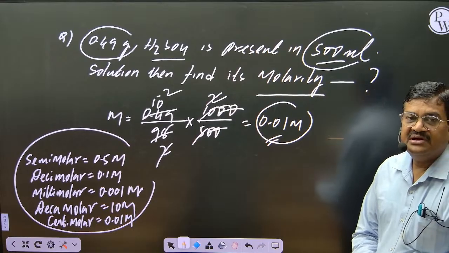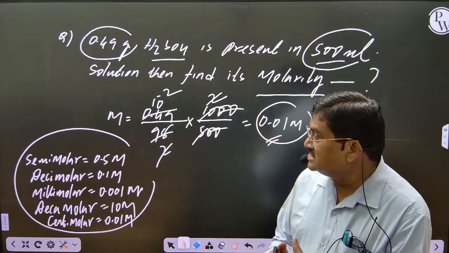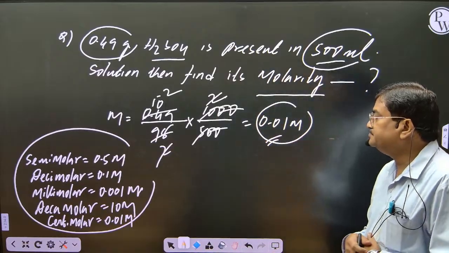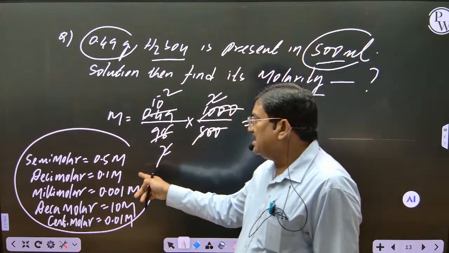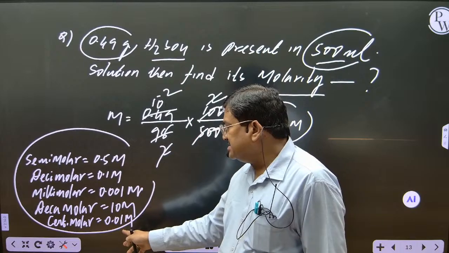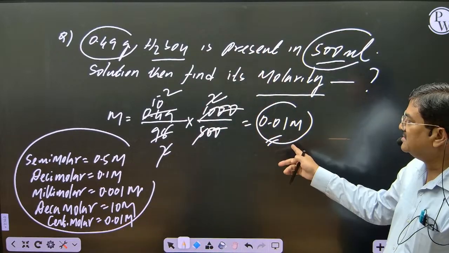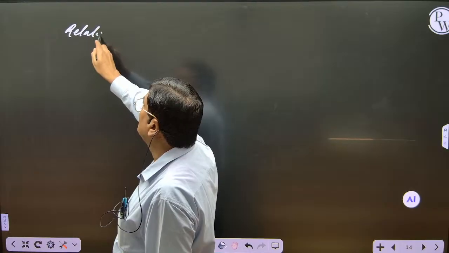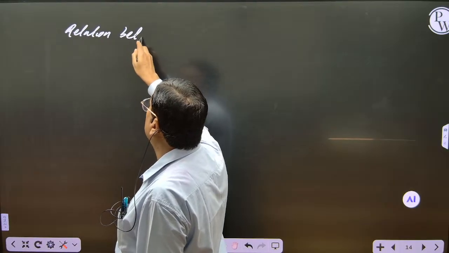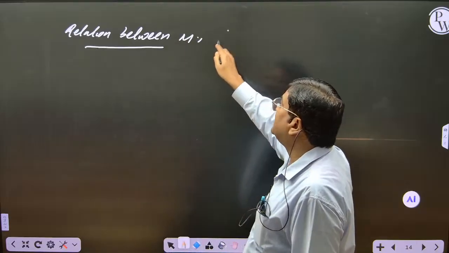Following, students, everyone? Molarity, what is molarity till now, right? Next question, last 5 minutes. Copy them all: semi, deci, milli, deca, centi. And the answer we got is centimolar. This is 0.01. Now, next, relation between molarity. Molarity is shown with what? A capital M. Mass percentage.